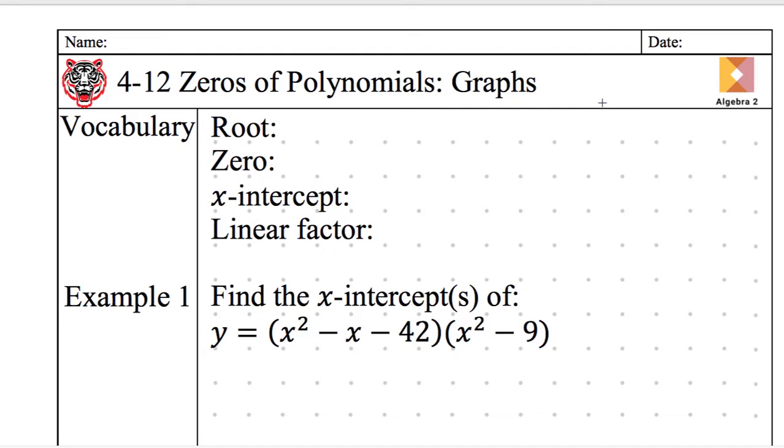This is Algebra 2, Lesson 4-12. Today's date is January 17th. It is a digital day because of the snow. So if you have a printer, please print out these notes. For example, if you're at school, please print them out on your own. Or if you're at home, please print them out on your own if you have a printer.